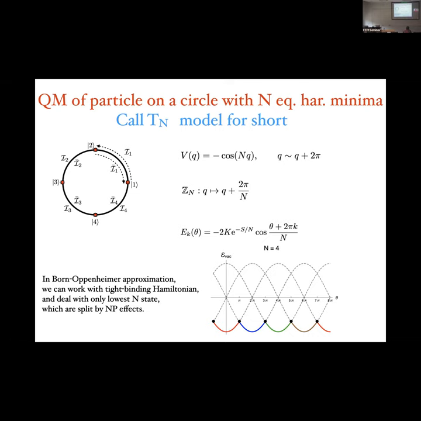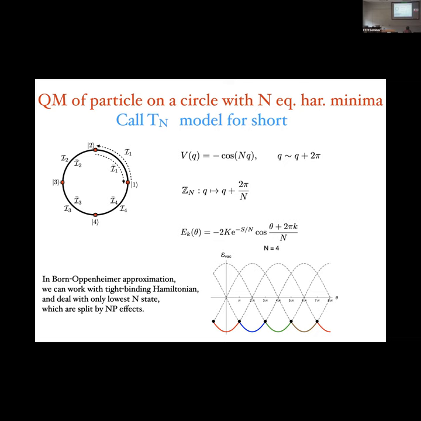And I will just decode this. Theta is the theta angle. I consider this particle on a circle, but I put an Aharonov-Bohm flux there, which corresponds to the theta angle. You can think of it as an Aharonov-Bohm flux through the center of the ring. K is labeling Q.